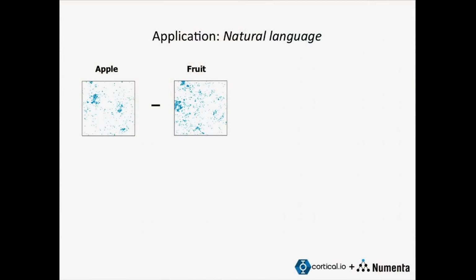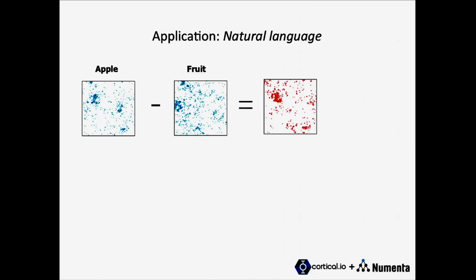For instance, you can take the SDR for apple and subtract out the SDR for the word fruit. What we're doing really is, the bits that are active in apple, if they're also active in fruit, the corresponding bits, then we turn them off. So that's the subtraction of SDRs. If you subtract out the fruit SDR from the apple SDR, you get a new SDR. And if you looked up what word it most looks like, you'll find that it looks really similar to the SDR for computer. So apple minus fruit equals computer.